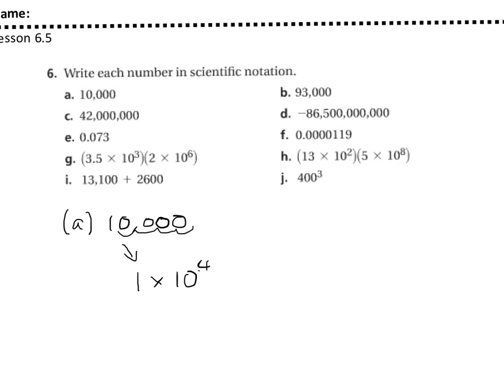And let me do E. E will be, we want to have 7.3 because we have 0.73 and times 10 to the 1, 2 negative second power because you're going backwards. That's the idea of that. Next page.